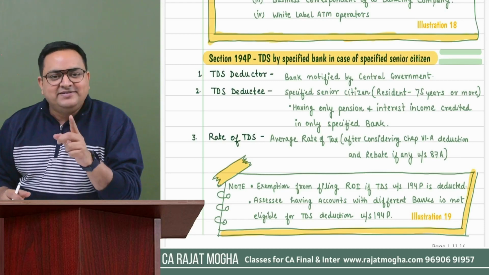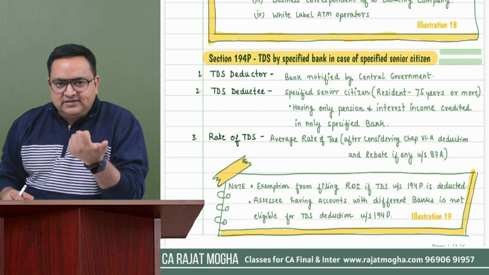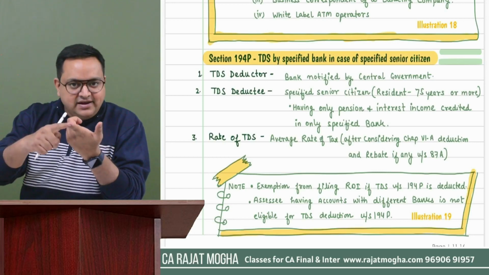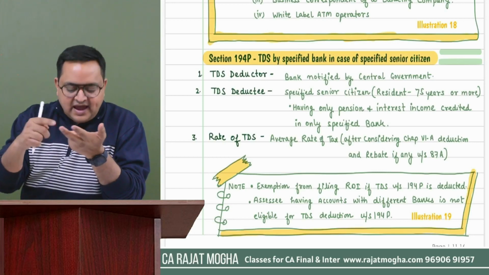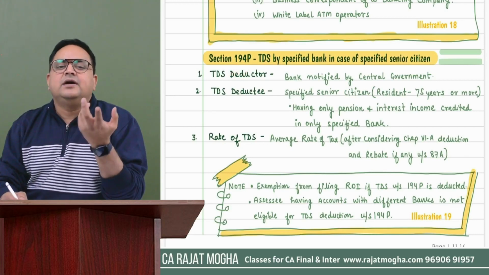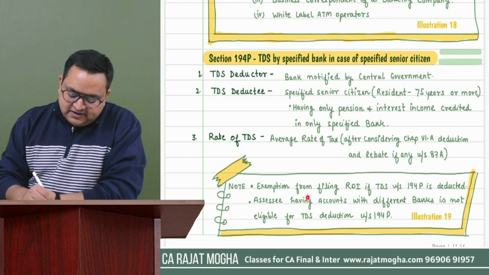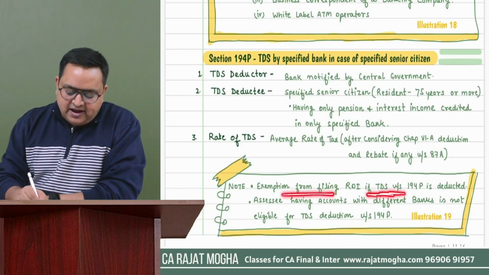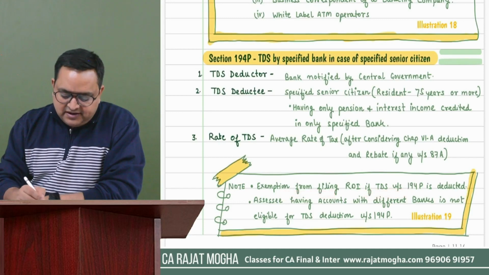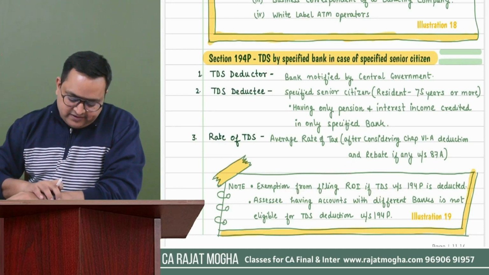Generally, I have already mentioned that in TDS, whenever a rate is mentioned, we don't consider cess. We only consider cess in case of salary and in case of non-residents, and this is also one exception because this is also a kind of salary income, because pension comes under salary, right? So here, if TDS is deducted under section 194P, this person is exempted from filing their ROI, right?